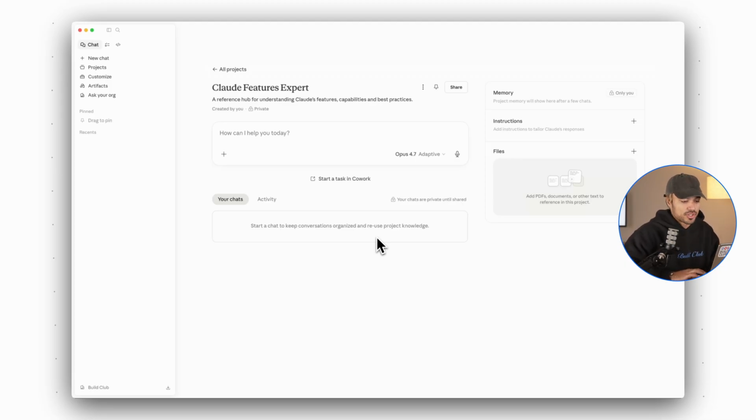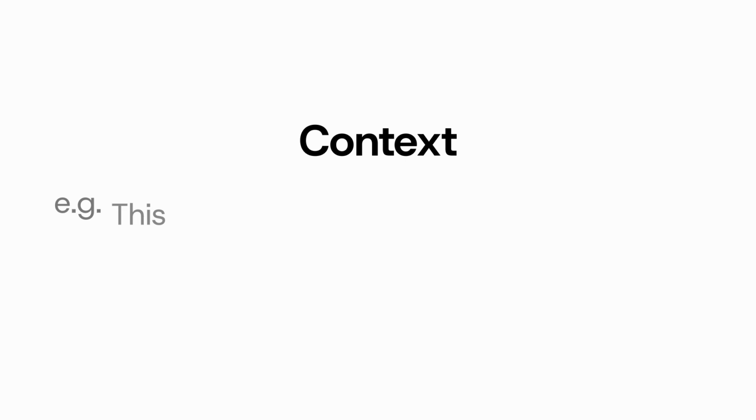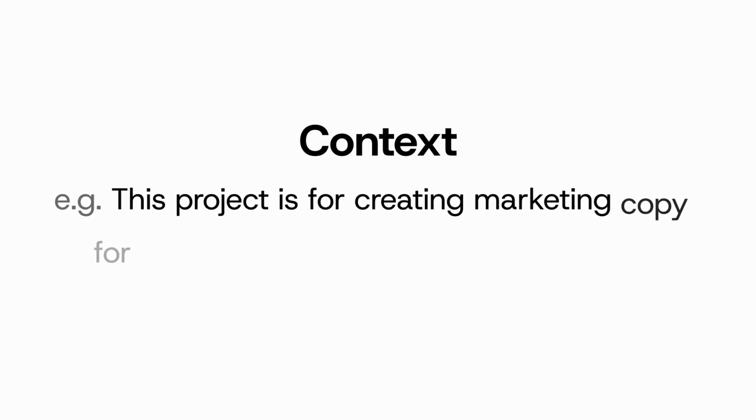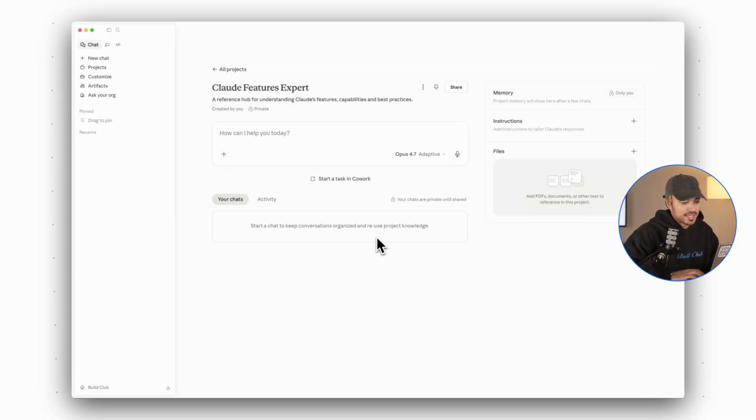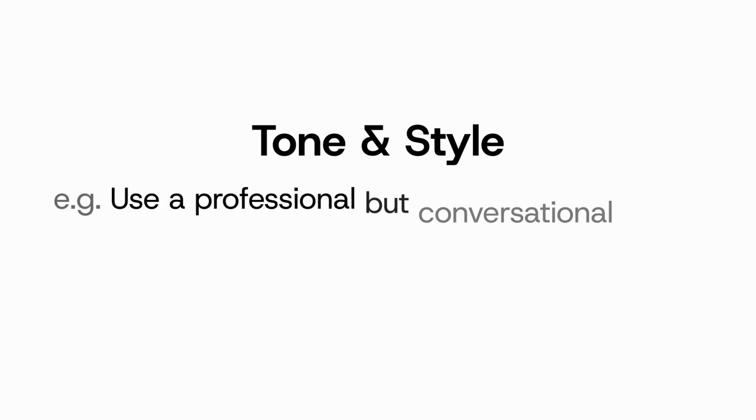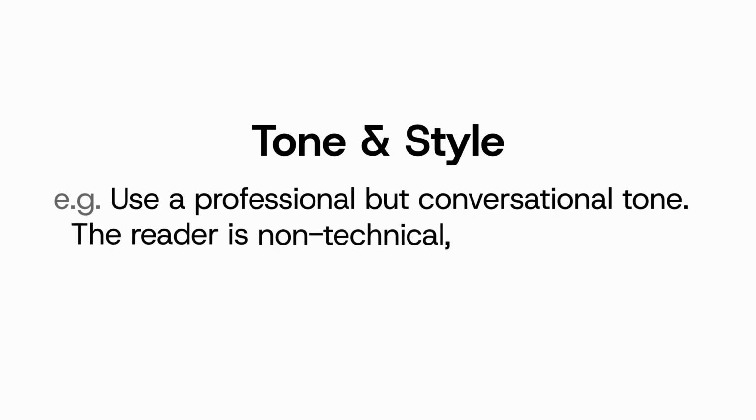When writing out instructions, you might include things like context about what this project is. For example, something like, this project is for creating marketing copy for my business-facing software product. Or you might include tone and style preferences. For example, use a professional but conversational tone. This is for a non-technical consumer, so avoid technical jargon. Or you could include specific requirements or even desired outcomes.